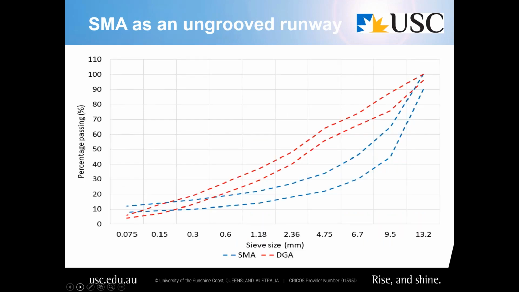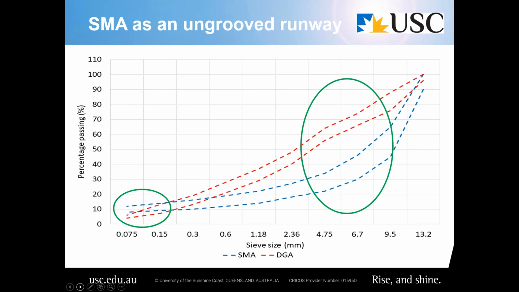This just shows the grading. So in the red line there, you've got the normal dense graded. This is just the distribution of all the particles in terms of the aggregate pieces, and then the SMA envelope from a draft specification in the blue lines. Highlight two areas. The area on the right just shows the SMA is missing a whole bunch of particles sort of between about 5 and 10 millimeters in size.